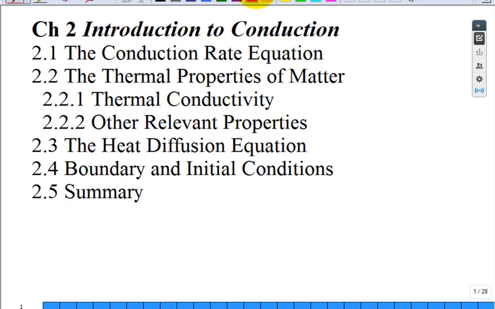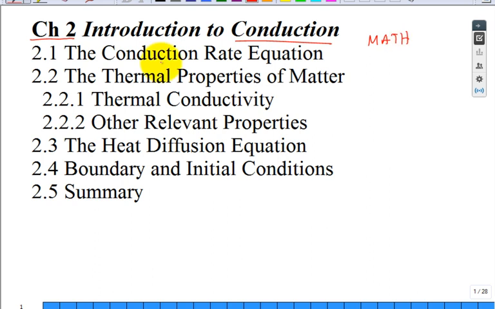So we move into chapter 2 of this textbook. It's called the Introduction to Conduction. It's heat conduction that we're studying, so they don't always put heat in front of the conduction. It's very mathematical. It's just a rigorous differential equations, PDE type of chapter.